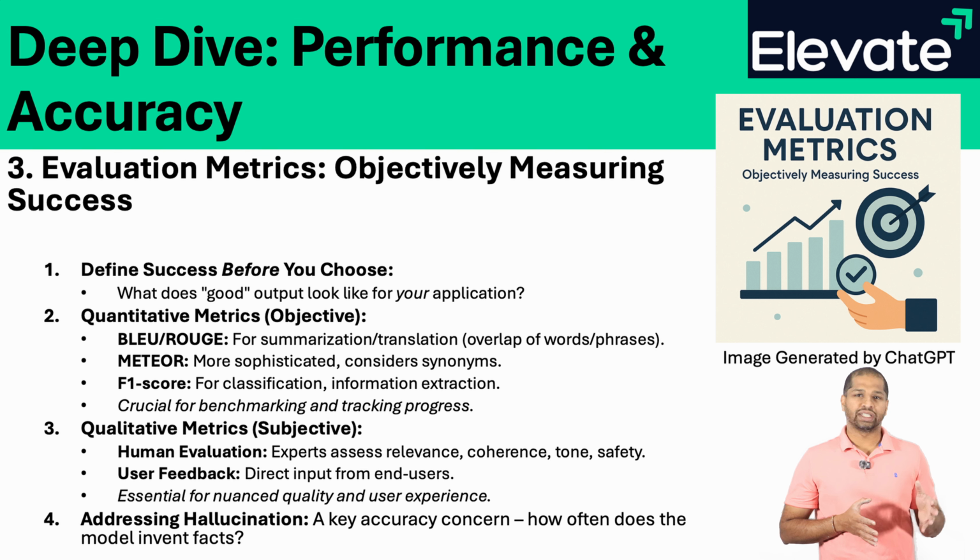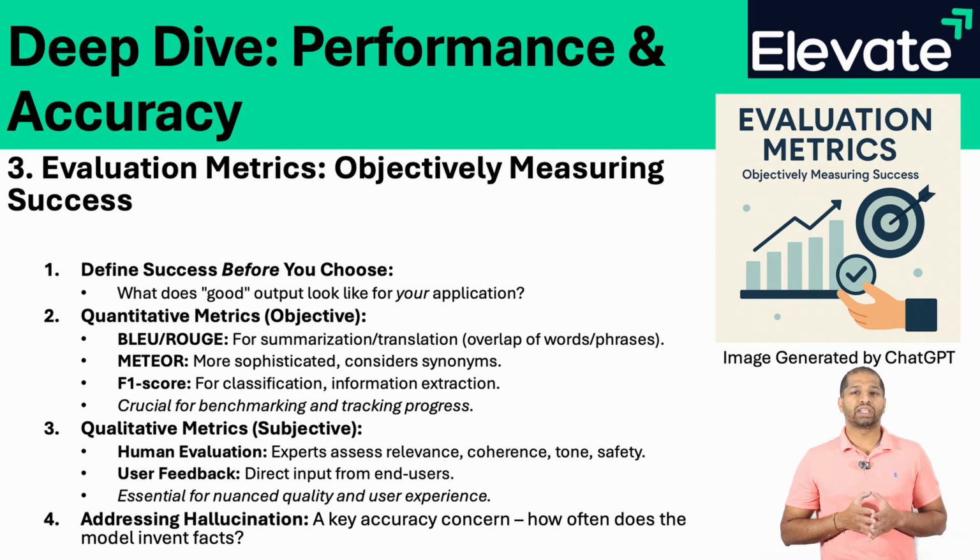For tasks like summarization or machine translation, metrics like BLEU and ROUGE measure the overlap of words and phrases between the model's output and the human written reference. METEOR is a more advanced metric that also considers synonyms and paraphrases. For classification or information extraction tasks, the F1 score is a common choice, balancing precision and recall. These metrics are vital for benchmarking and showing tangible improvements.